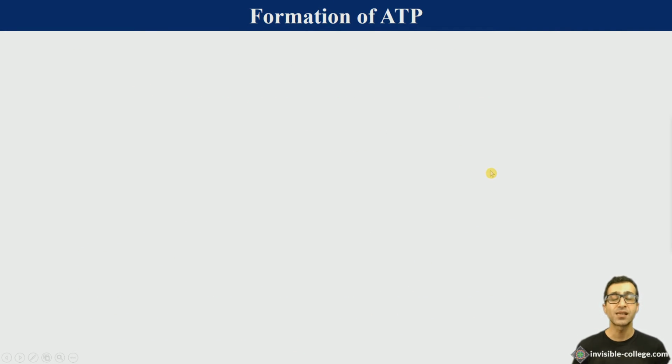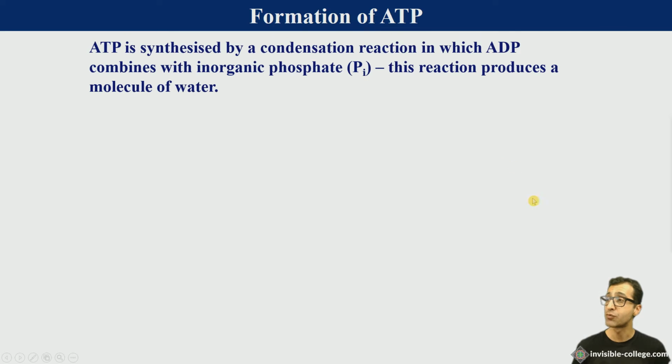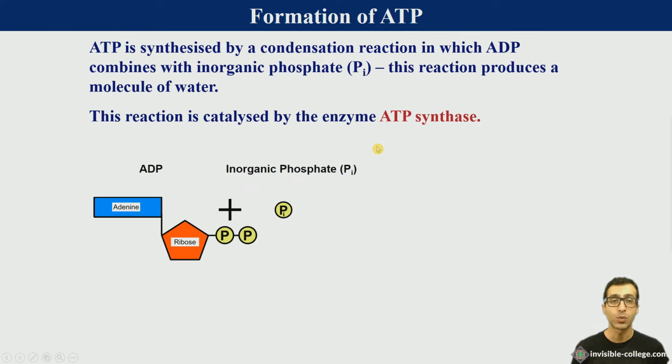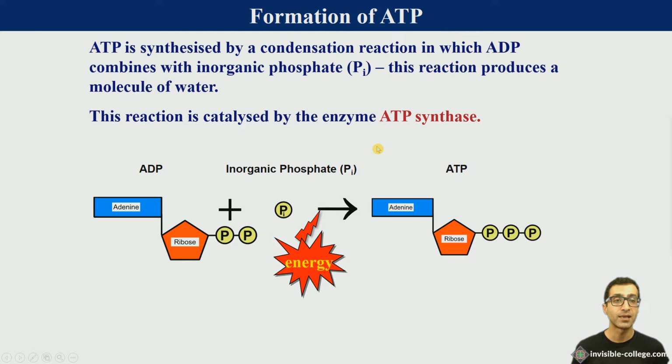So ATP is synthesized by a condensation reaction in which ADP combines with an inorganic phosphate group, and this in turn produces a molecule of water. And again, this is catalyzed by ATP synthase. So we see here the reaction indicated in this kind of diagrammatic way.